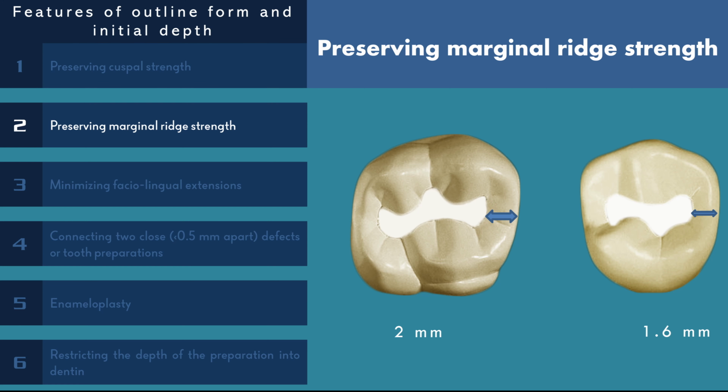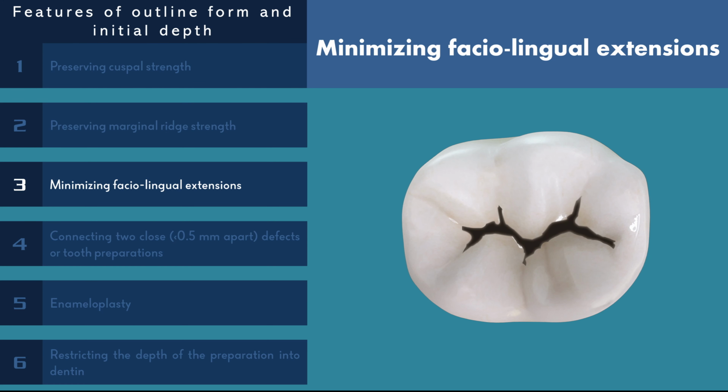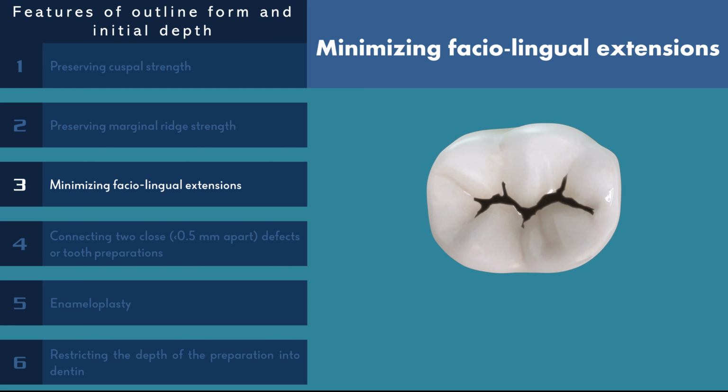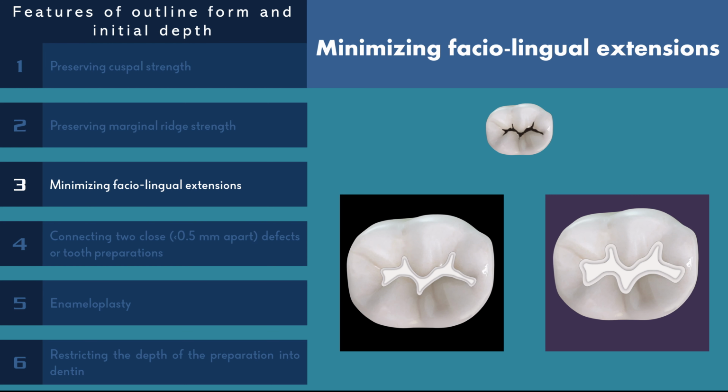The next feature is minimizing the facio-lingual extension. In the example, you can see that there is a decay and two types of tooth preparation have been done. The first preparation is a very narrow one and the second preparation is a wide one. So whenever it is possible, we should prepare the cavity as narrow as possible. Unnecessarily, if we are making the cavity wide or extending the preparation wider facio-lingually, then the tooth will become weaker and weaker. So the cavity preparation should be kept as narrow as possible.